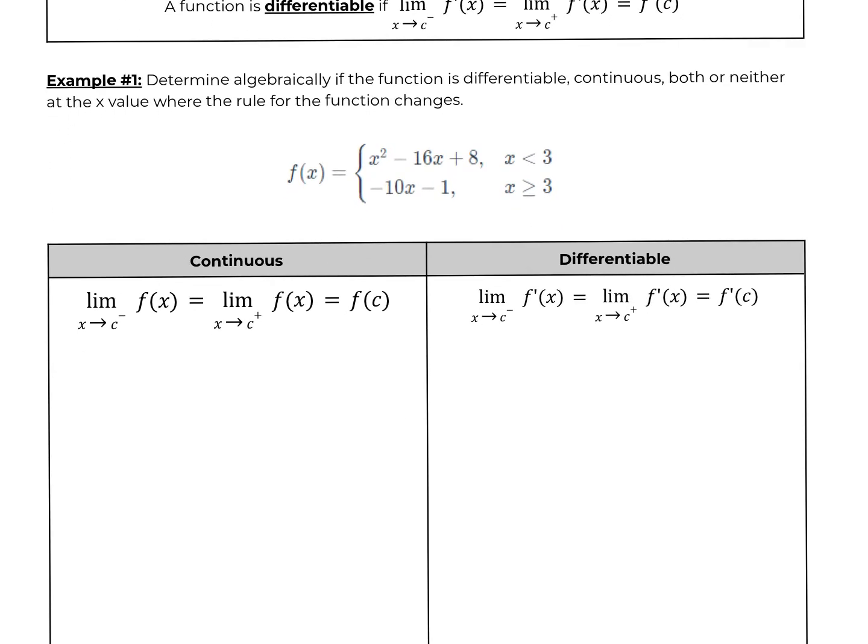So example number 1 says, determine algebraically if the function is differentiable, continuous, both, or neither at the x value where the rule for the function changes. So they mean this, like x is less than 3 and then x is greater than or equal to 3. This is where the rule changes.